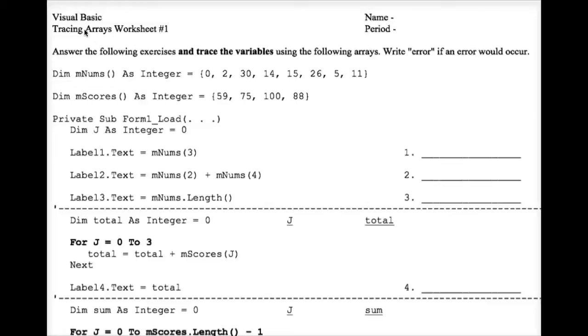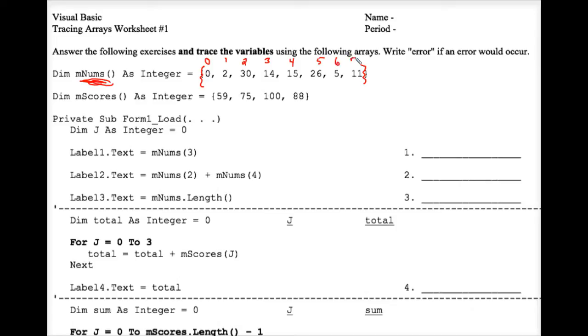Let's do some exercises from Tracing Arrays worksheet number 1. Here we have an array. It's a special kind of variable that when you declare it, you need to put a set of parentheses after the name. And you can declare it by putting a bunch of numbers in a set of curly braces. And those numbers have what are called subscript positions. The first number is considered to be in subscript position number 0, and the second number is position 1, and the third number is position 2, etc.